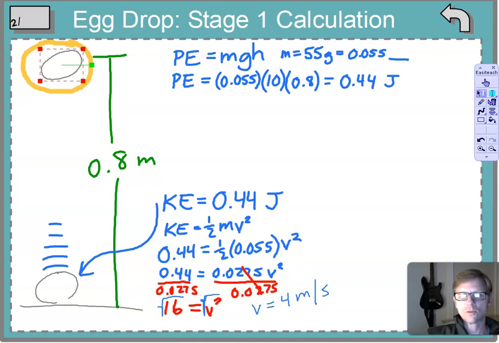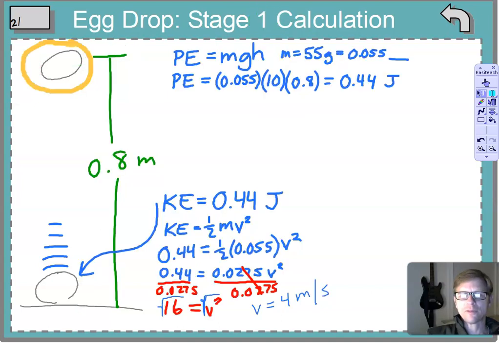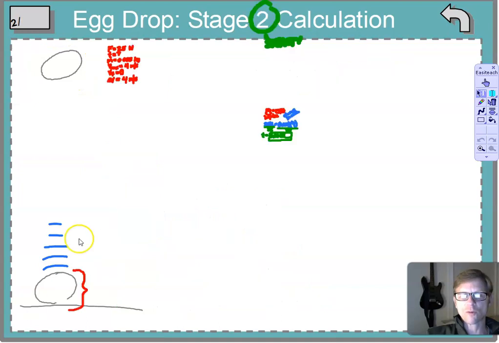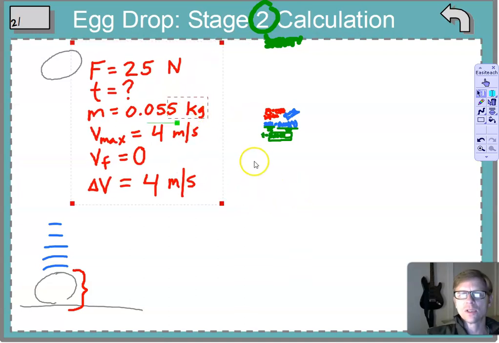Okay, so what's that mean? Well, that means that my velocity is 4 right before this thing starts to slow down. So what that means is, if my maximum velocity is 4 and my final velocity is 0, my change in velocity is 4. It goes from 4 to 0. Here's all the information I know. We are assuming the egg breaks.